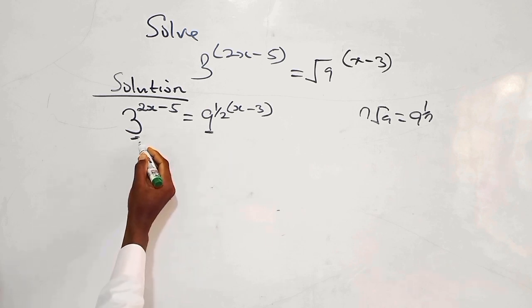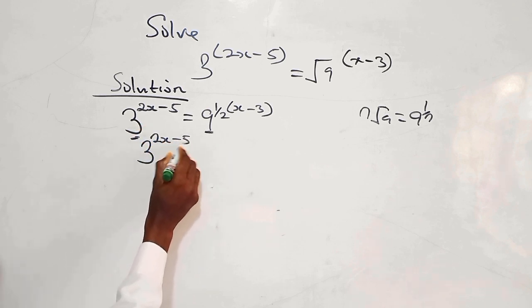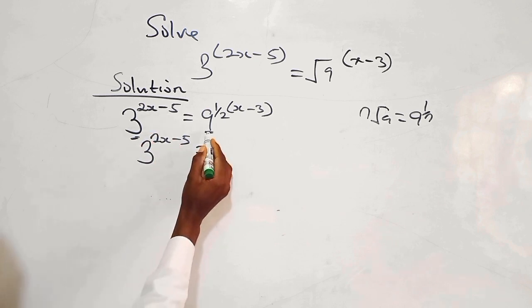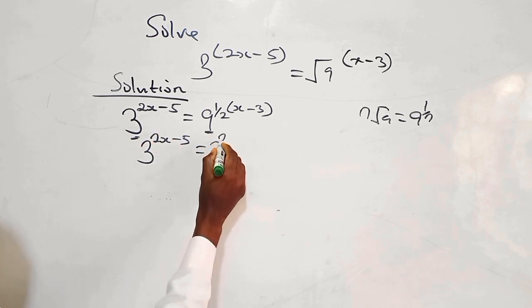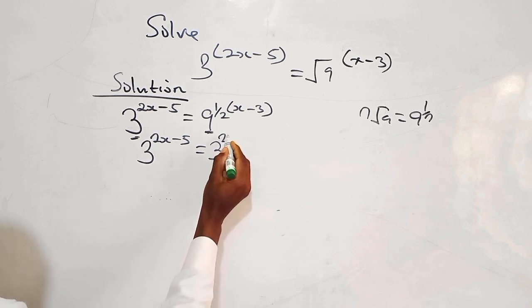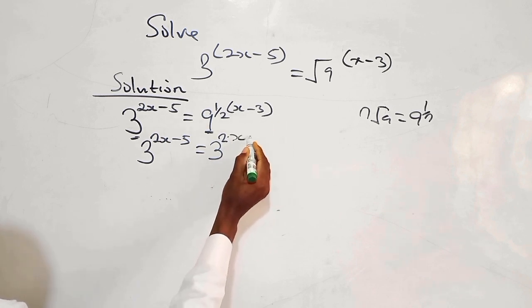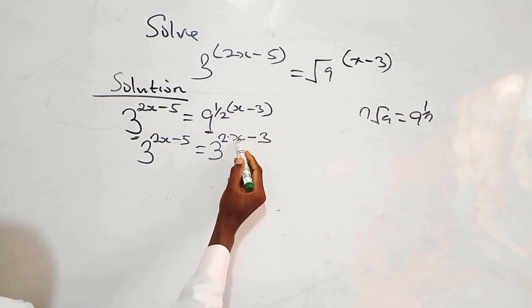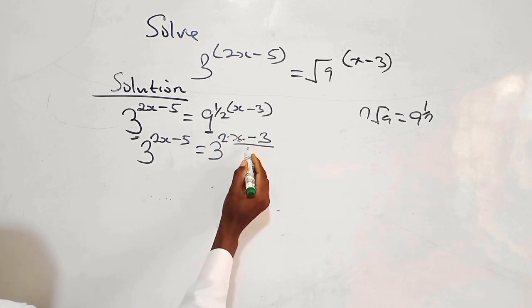Okay, to have the same base of 3. So here I have 3 raised to power 2x minus 5, which equals, for 9, I can put it in index form, which is 3 raised to power 2, since 3 times 3 is 9. So 3 raised to power 2 times, for 1, it has multiplied this. I have x minus 3. 1 times x is x, minus 1 times 3 is 3, divided by 2.